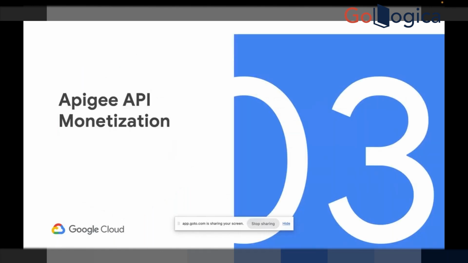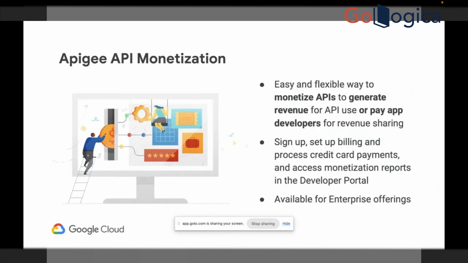Now coming to one thing, which is monetization. So Apigee has this API monetization. However, the API monetization that Apigee provides, people don't really use it. They use the concept of monetization, but in a different way. So we don't need the Apigee monetization module.